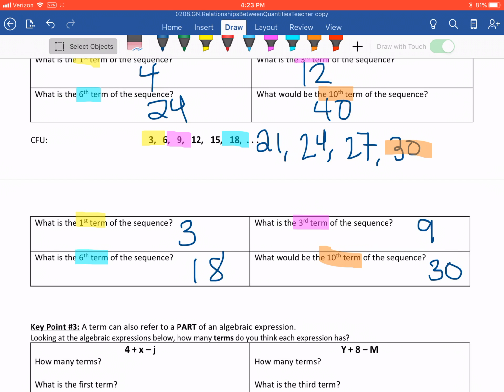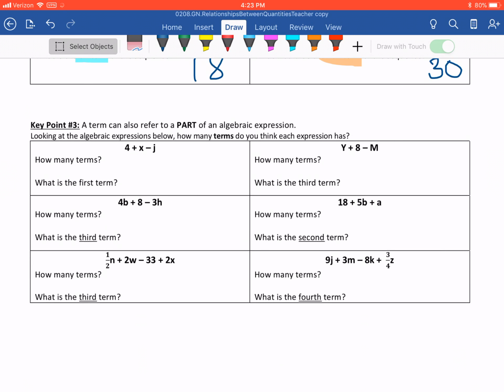All right, moving on. We are at key point number 3, which means that it's time for yet another joke. All right, you ready for this? What did 0 say to 8? He said, nice belt.